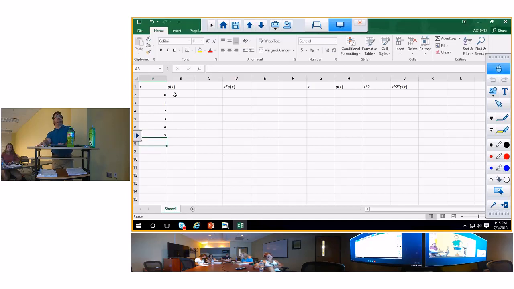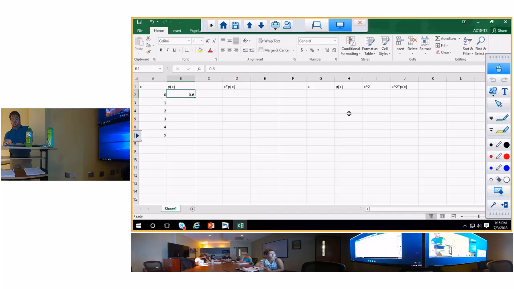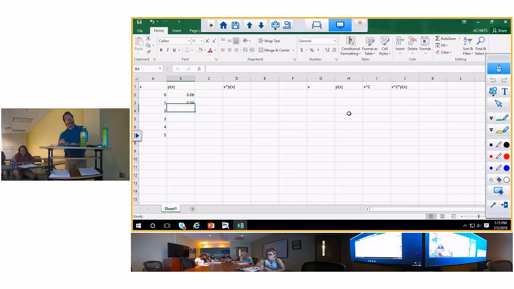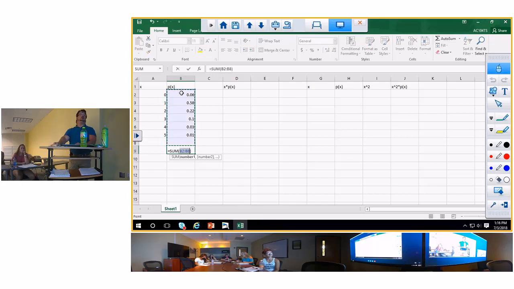Give me the first probability. 0.06. Then 0.58, 0.22, 0.10, 0.03, 0.01. And of course, the first thing you would do when you start one of these problems is hit the little summation bar and check to make sure it's 1, so we can keep going.